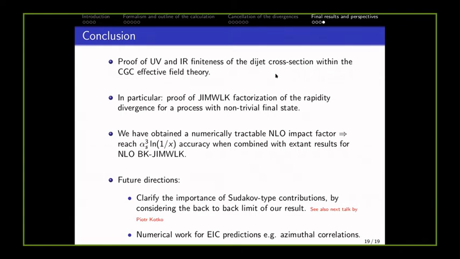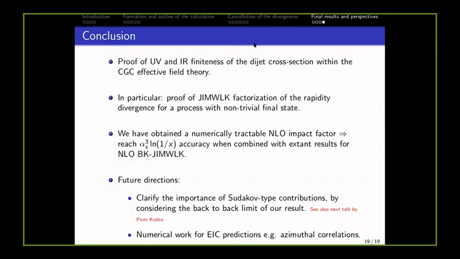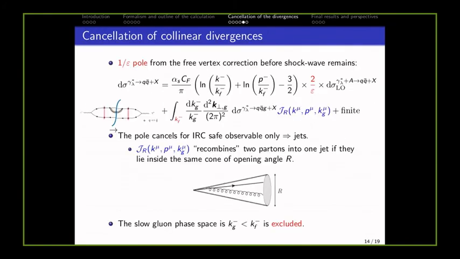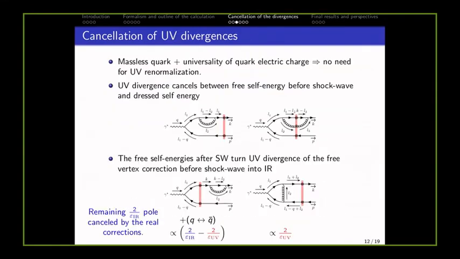There's another comment or question by Yair, so please, Yair. Nice talk, Paul. I am just curious about the interplay between the real and the virtual contributions that you mentioned at some point in your talk. Can you get back to that? You mentioned that there is a 1/ε pole, and you split it into two parts, the UV and the IR. I think it's around slide number 10, something like that. Yeah, 12. Can you elaborate a little bit more?